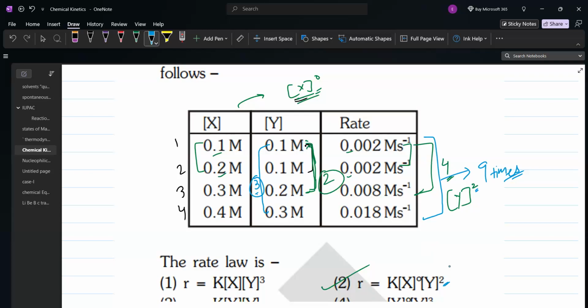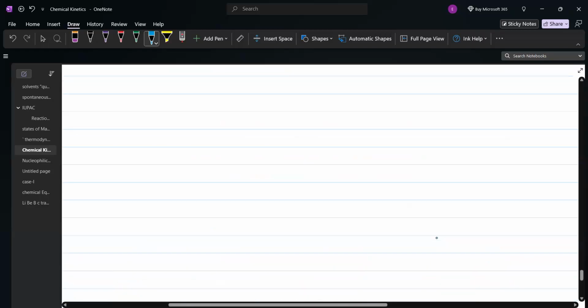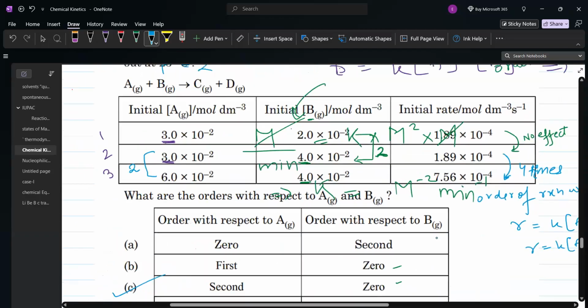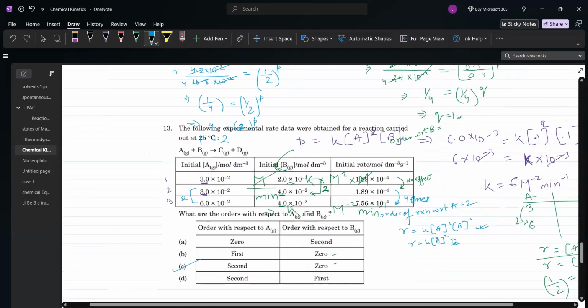Rishita? Yes, sir. In both ways, in the first and third one and the first and fourth one, we have seen that the order of reaction with respect to Y is 2. And how is it 2, have you understood it? Yes, sir. Like 2 is becoming 4, 3 is becoming 9, so obviously the order will be 2. Got it? Yes, sir. Okay, note this down first if you haven't noted it.